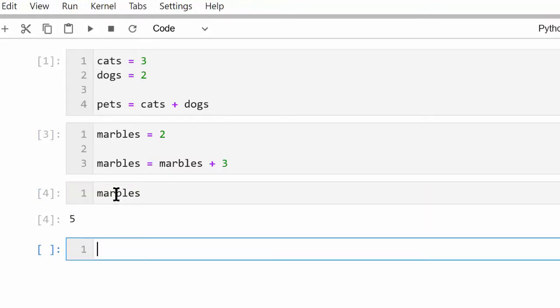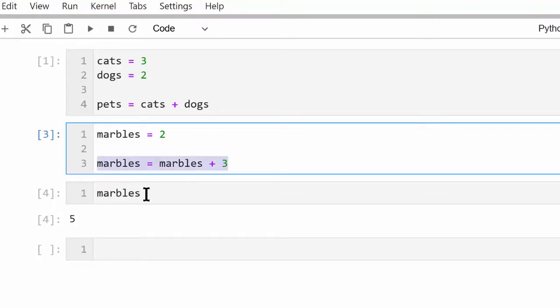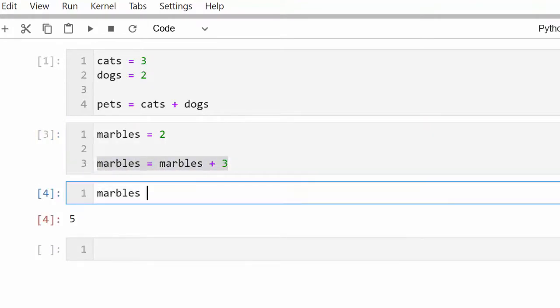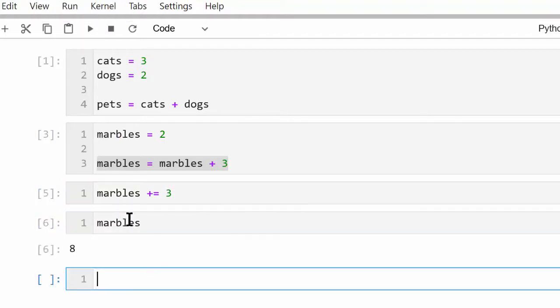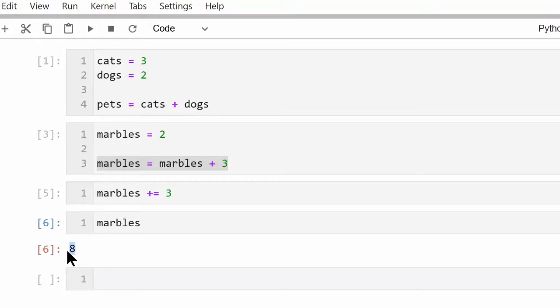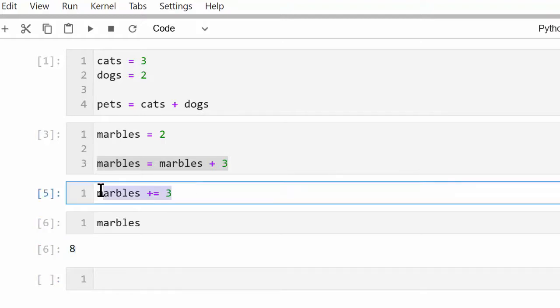So instead of doing this, a shortcut is plus equals. So plus equals is exactly equal to this statement, marbles plus equals 3. So we are trying to add 3 to marbles. So even if you do this and type in marbles, you should get the same result. So why did we get 8 instead of a 5? That's because the marbles variable already has a 5. Now we have added 3 to it. So that became 8, right?